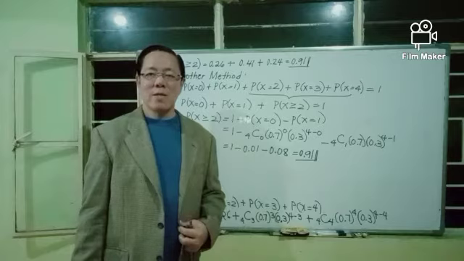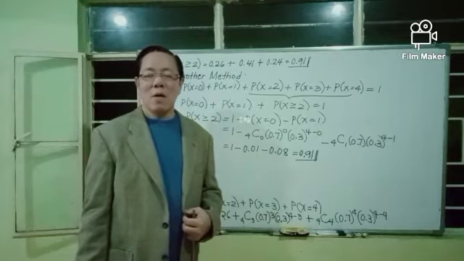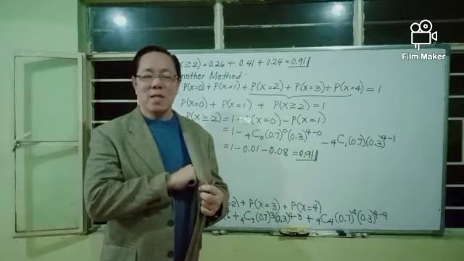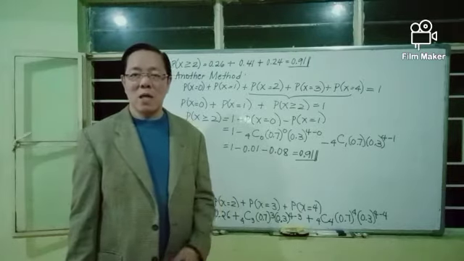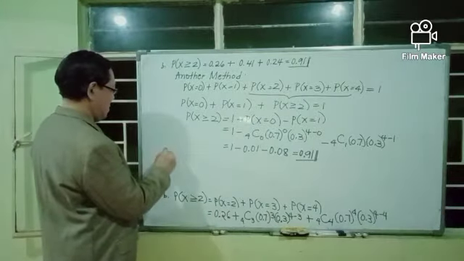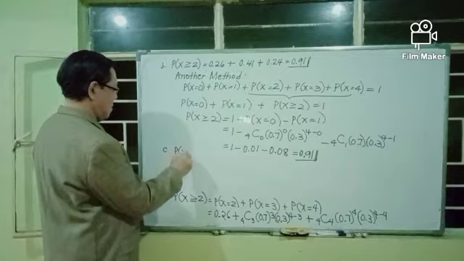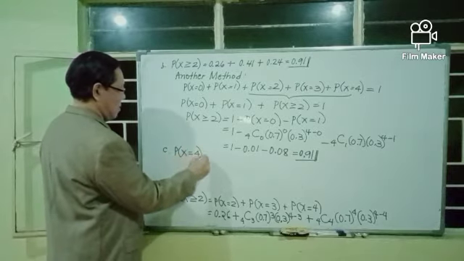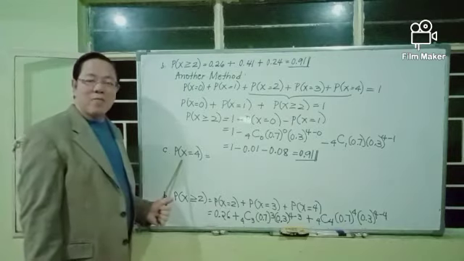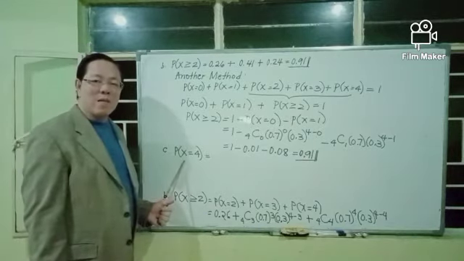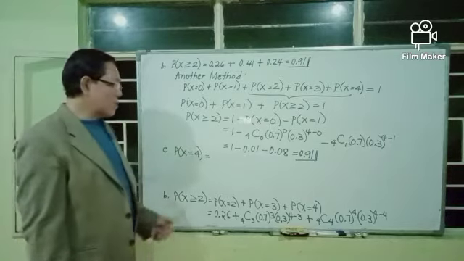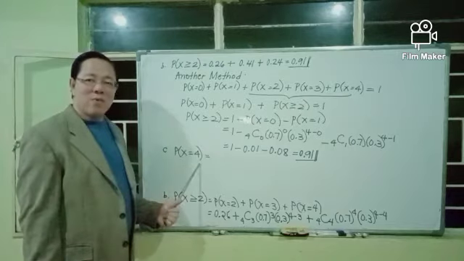And now we answer letter C. What is the probability that all of the 4 husbands in the 4 families will decide on the make of the new car they want to purchase? For letter C, if all of the husbands in the 4 families will decide on the make or brand of new car they want to purchase, we want the probability that x equals 4.